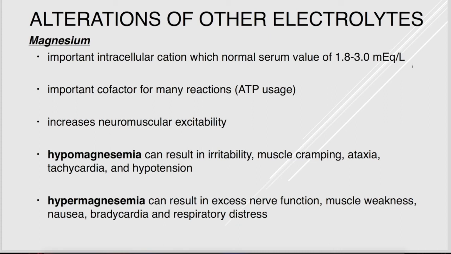So you'll see things like overstimulation of muscles to the point where they're weak. You'll see things like diarrhea, and causes of hypermagnesemia, things like renal failure is a pretty common cause. You see it a lot with renal failure. Also, sometimes people will consume too many antacids that contain magnesium, or they oversupplement magnesium by itself, and that can certainly result in hypermagnesemia.